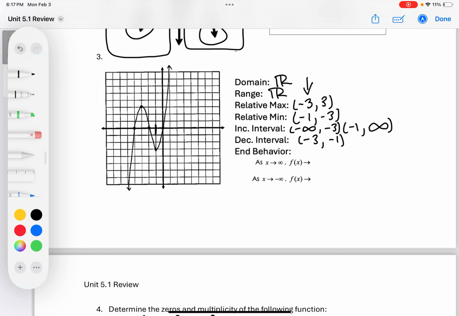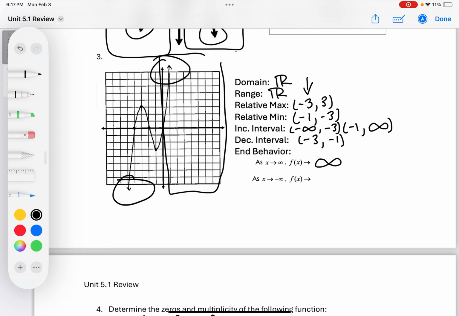Now we're looking at end behavior. So on the right side of the graph, what is happening? It's facing up, so it's going towards the positives. The other one, as the left side of the graph is getting more negative, it is facing downwards, so towards negative infinity.